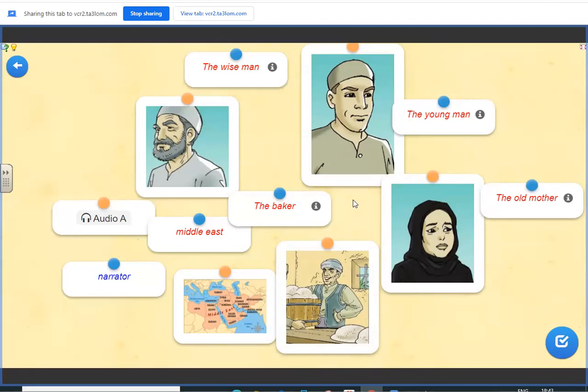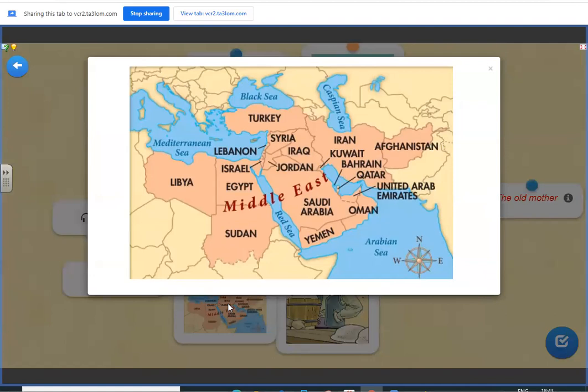Saeed bin Saleh. Okay. Where did this story take place? Middle East. Can you tell me something about the Middle East countries? The Middle East is Saudi Arabia, Egypt, Iraq, Turkey. So this area is called the Middle East. So this story took place in the Middle East.